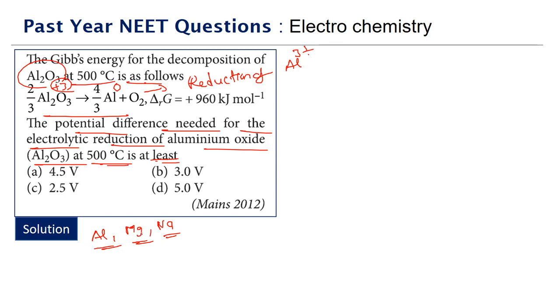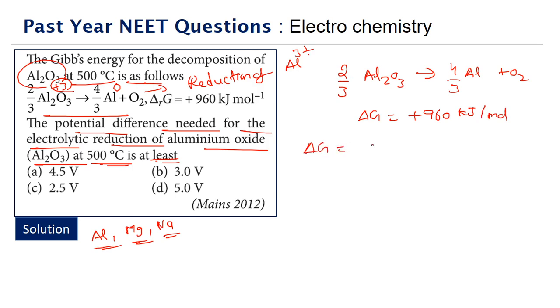Now if you see the reduction step, as I said, the decomposition can also be seen as reduction. So 2/3 Al2O3 gives rise to 4/3 Al plus O2. For this, del G is given as plus 960 kilojoule per mole. If you think of it like a cell reaction, then we have a relation: del G will be equal to minus nF into E cell.